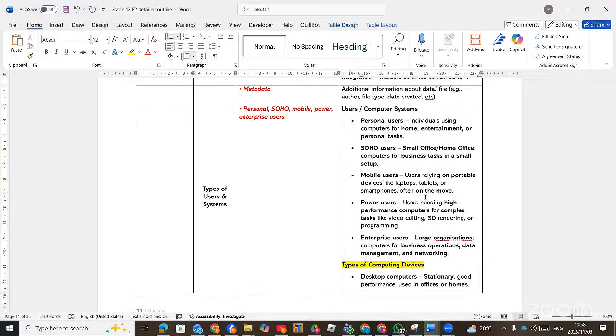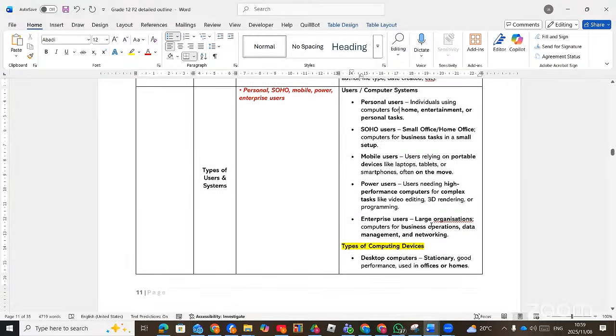So you must know how to define each of them and what are some of the software and hardware that each user might also need. Power users need high-end performance computers, mostly for video editing, gaming, and programming. All those ones, architects, those people, they are called power users. Enterprise users are the large organizations whereby individuals use their computers.